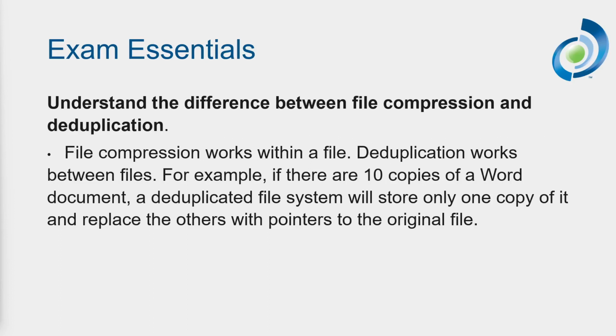Understand the difference between file compression and deduplication. File compression works within a file. Deduplication works between files. For example, if there are 10 copies of a Word document, a deduplicated file system will store only one copy of it and replace the others with pointers to the original file.